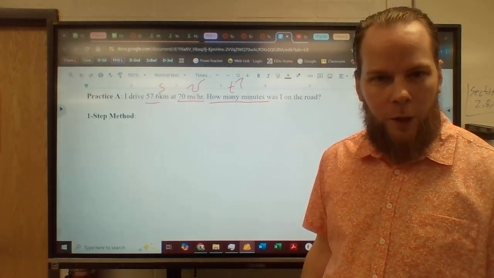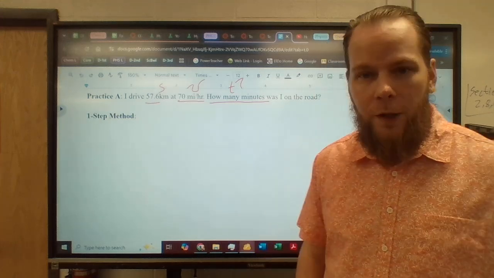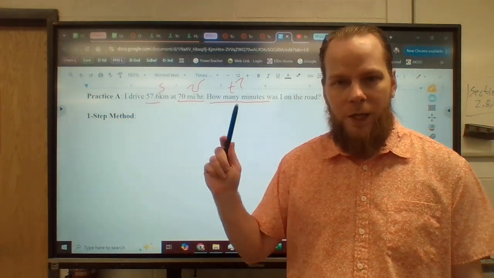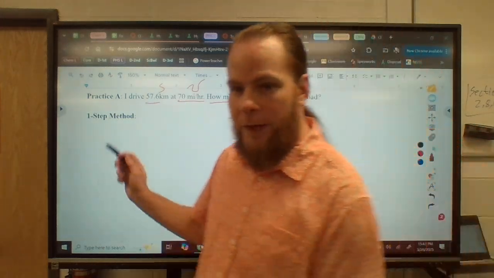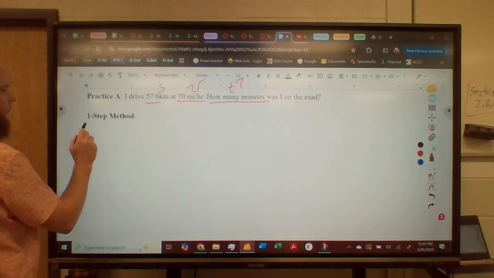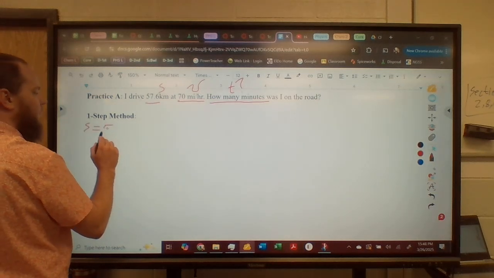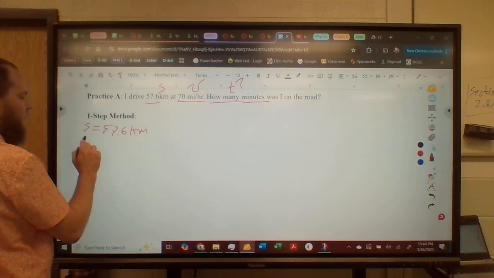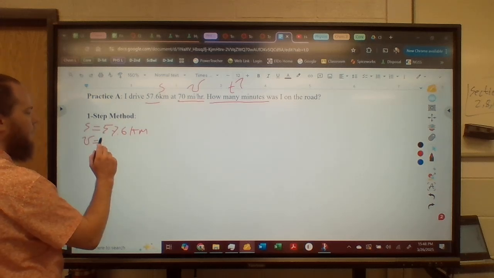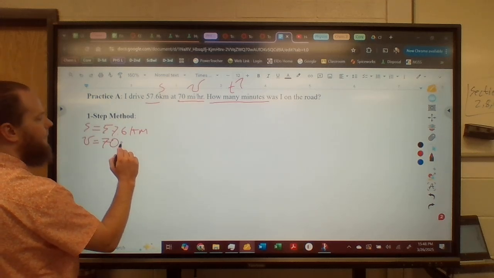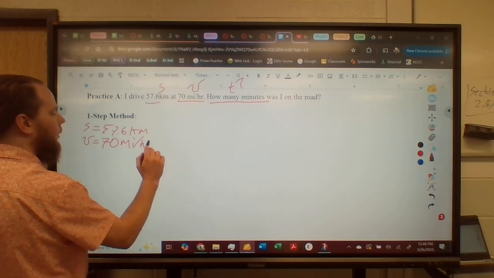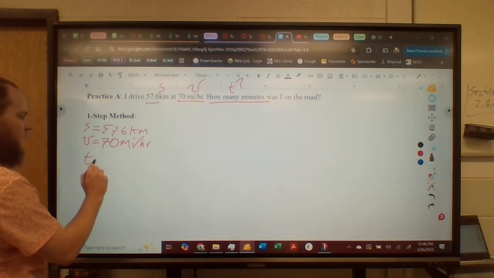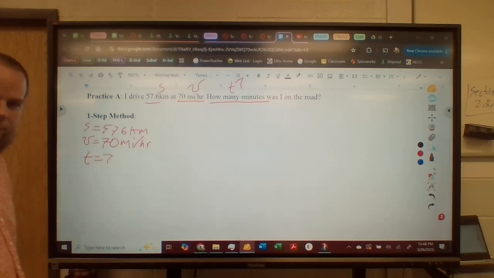So I'm going to put a question mark next to the T. So we know S, we know V, and T is what we're trying to find. So I'm going to list those over here. S equals 57.6 kilometers, and V is equal to 70 miles per hour. And then T is what we are trying to find.